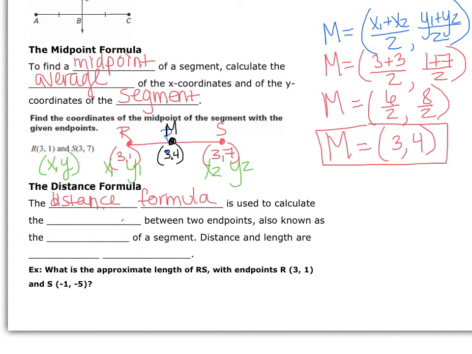All right, it is used to calculate the distance between two endpoints, and distance is also known as the length of a segment. Distance and length, and this is a big thing of mine, guys, they are never negative, and we talked about that a little bit before when we were using the number line. All right, distance and length are never negative, because when you travel backwards, you're still traveling. Your feet are still moving.